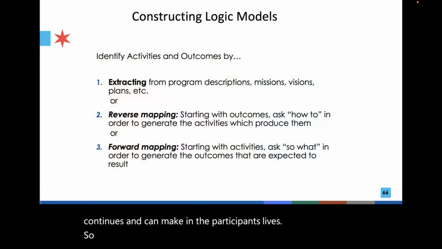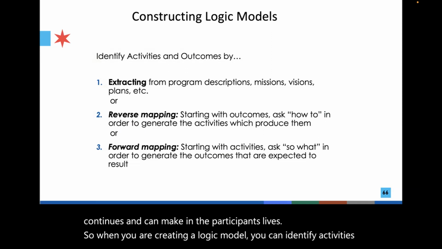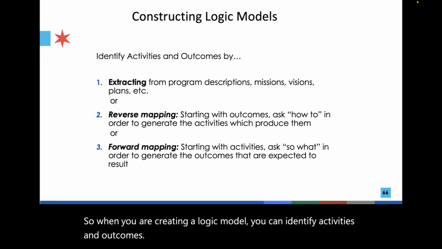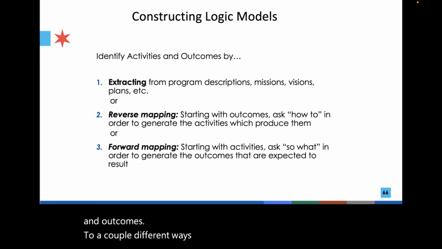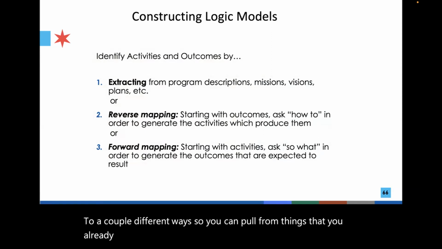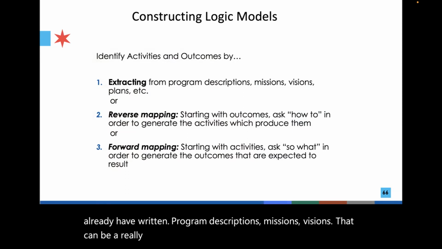So when you are creating a logic model, you can identify activities and outcomes in a couple different ways. You can pull from things that you already have written, like program descriptions, missions, visions. That can be a really helpful starting point for getting some of the content on there.